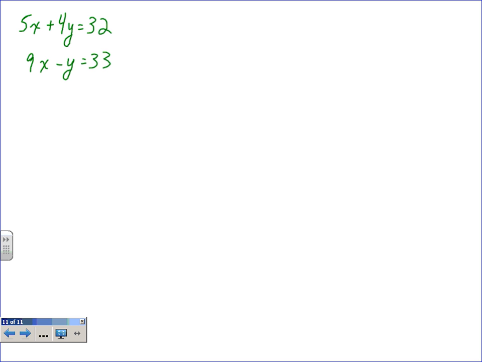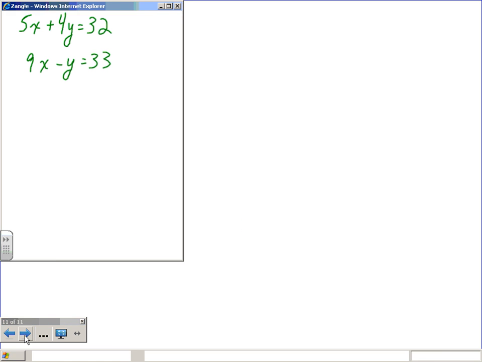Look at the second equation. I've got 9, and I've got a 1 there. I've got a y all by itself. So I want to solve for this y. Does that make sense?